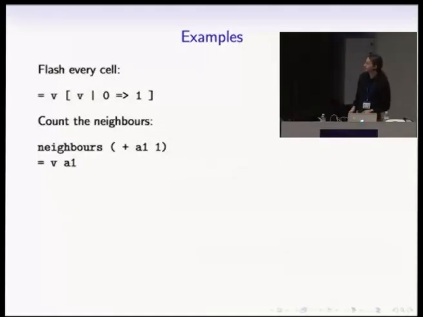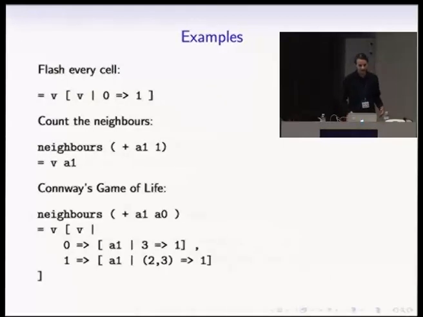A slightly more complicated one. This neighbors expression stores the value in the current neighbor in A0, so we're not using A0 there. But this just executes this statement once for every neighbor that this has. So when you run this, you'll get a grid which has three in the corners and five in the edges and eight in all the cells in the middle. So this counts the number of neighbors you have by adding one to A1 for every neighbor, and then just assigns the value in A1 to V.